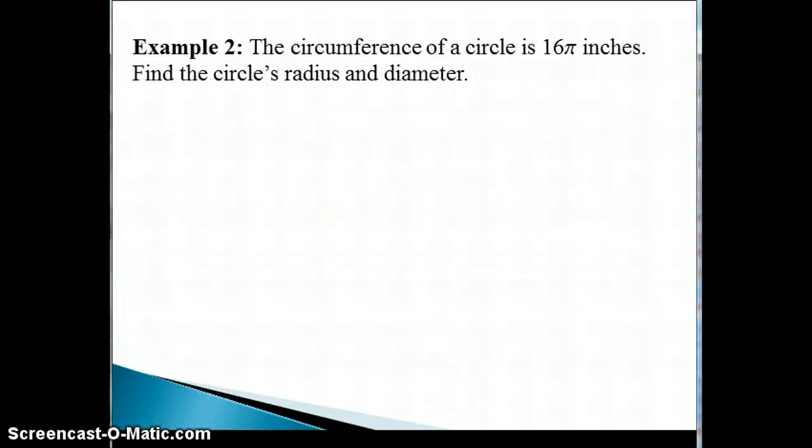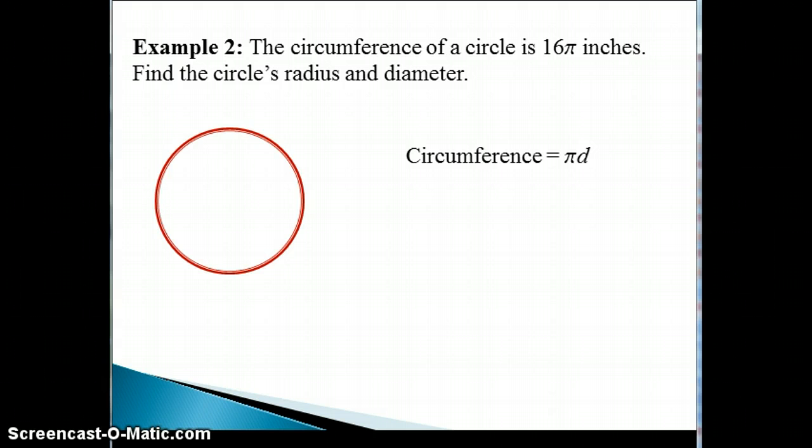This next example involves the circumference of a circle. The problem tells us that the circumference of a circle is 16 pi inches, and then asks us to find the circle's radius and diameter. Well, let's start by drawing a circle. Since we're given the circumference, we know we will most likely need the formula for circumference.